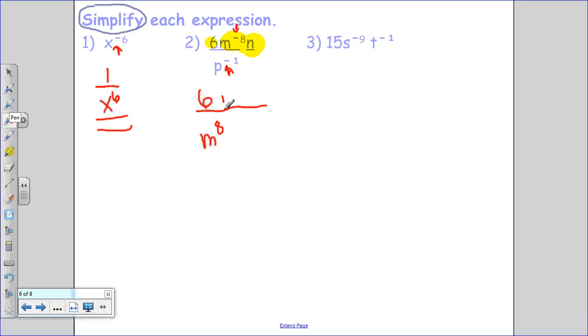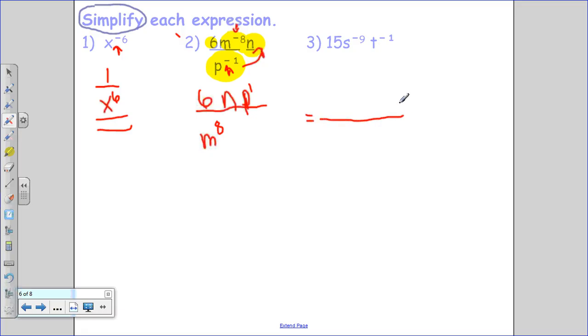And then on the bottom, I have a p to the first power, or to the negative first power, which means it's got to move. And since it's already on the bottom, I'm going to move it to the top. So I move it up to the top and put a 1 by it, and we are done. And that's it. That's the only thing you can do. So why don't you pause the video and see if you can do this one right here. And then when you get an answer, you can unpause it and I will do it for you.